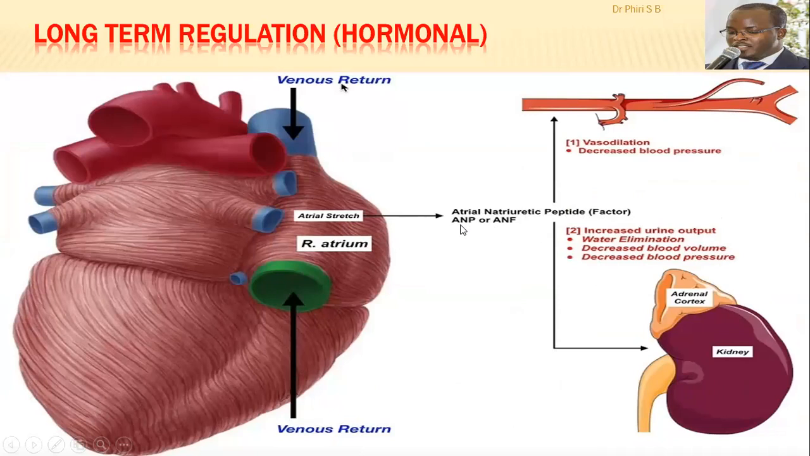Okay, so you can see here the atrial stretching producing these hormones, the atrial natriuretic peptide or factor. So the atrial natriuretic peptide or the atrial natriuretic factor is going to be secreted or released. So it will have vasodilation. That will also decrease the total peripheral resistance. If the total peripheral resistance is decreasing, the blood pressure is also decreasing. On the other side, it will also cause vasodilation of the afferent arterioles that are supplying the kidneys. So the glomerular filtration is going to increase, and then production of urine is going to increase. You're losing water via the urine, blood volume is also going to decrease, blood pressure will decrease.